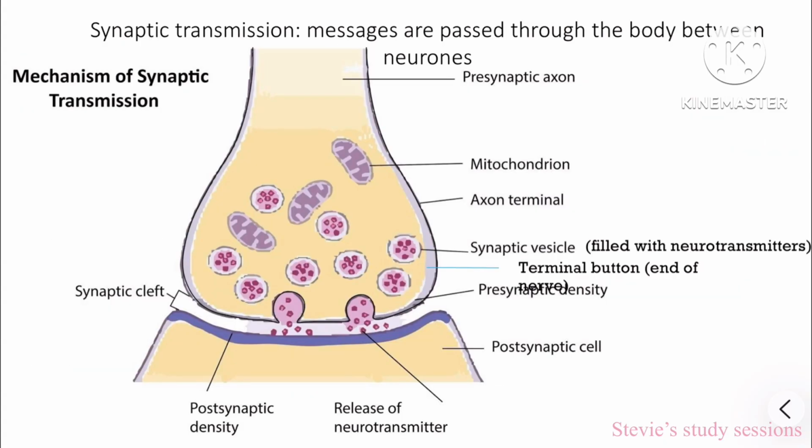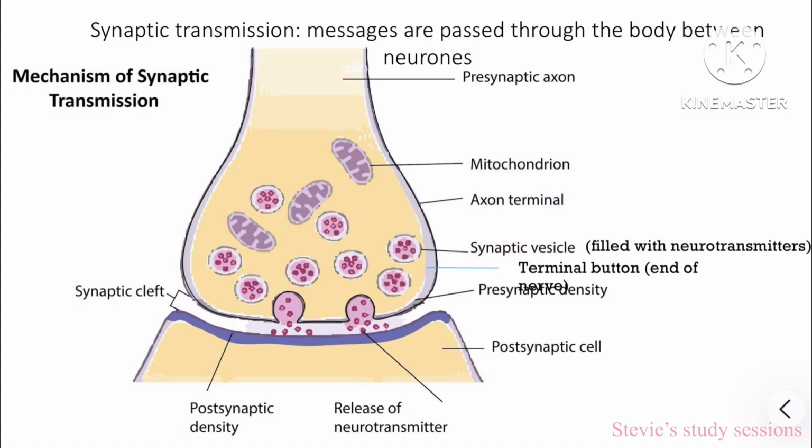You also have to know the process of synaptic transmission. Synaptic transmission is when messages are passed through the body through neurons. Shown above is a picture of it. It's good to know the labels of this. You have the presynaptic neuron, that's pre the synapse. You have the postsynaptic neuron, that's after the synapse.